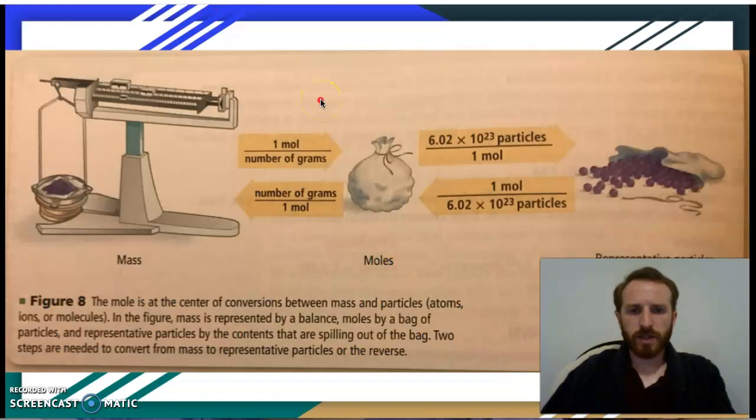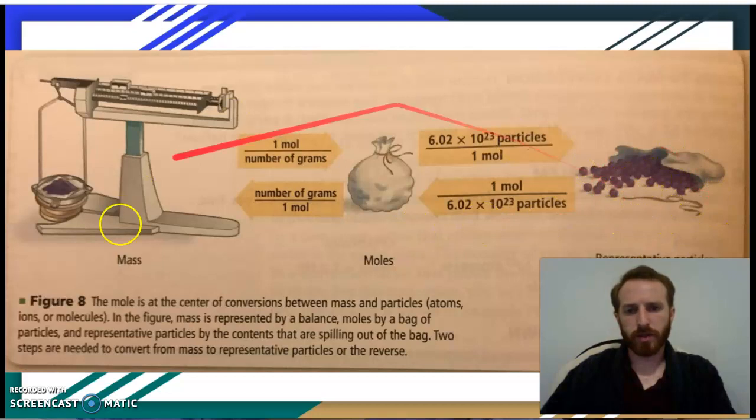And we can kind of sum up our conversion factors that we've created or should be able to use at this point with this figure. So the mole is at the center, right? We can move between the mass to the number of moles, and we can move from the moles to the represented particles and back to moles. Okay, so if we want to go from represented particles to mass, we got to go through the mole.